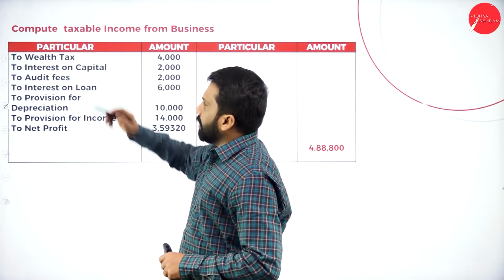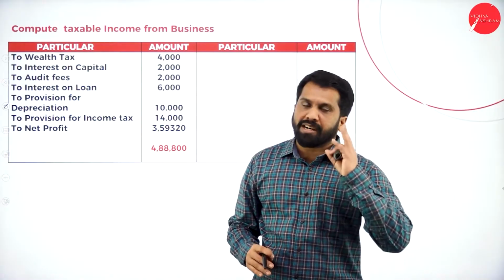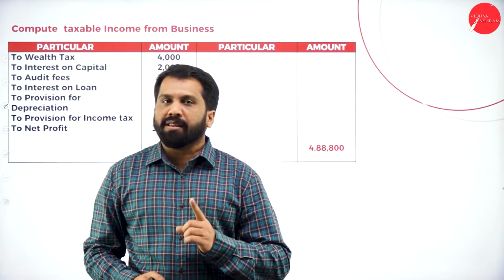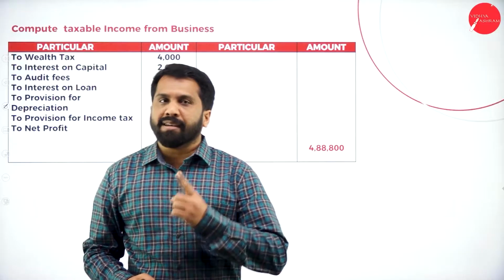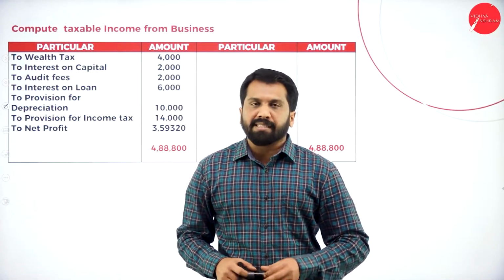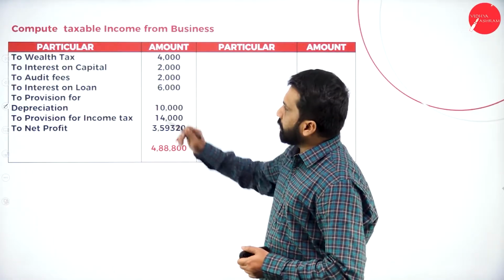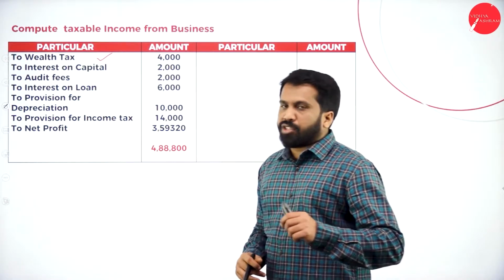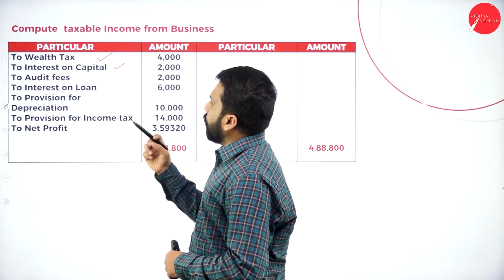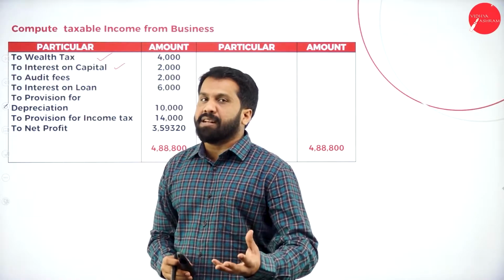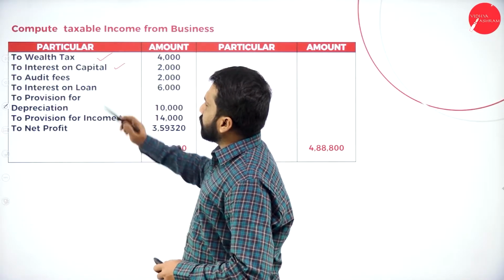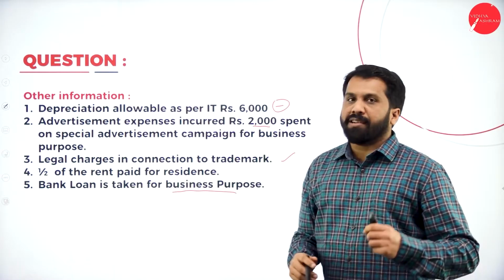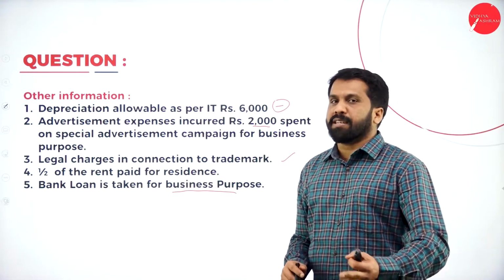Next, wealth tax. Right now we don't have wealth tax because it is abolished. Earlier it was there: if you have property of 30 lakh and above, you are supposed to pay 1% wealth tax. If you have 32 lakh into 1%, you are supposed to pay tax. Right now we don't have wealth tax, so we are not calculating that. So it is not part of the business. Next, interest on capital, similarly it is not part of the business. Audit fees is an expenditure, part of the business. Interest on loan: in the adjustment they have given that the bank loan is taken for business purpose. So interest on loan is not part of the business, so we will not touch that.